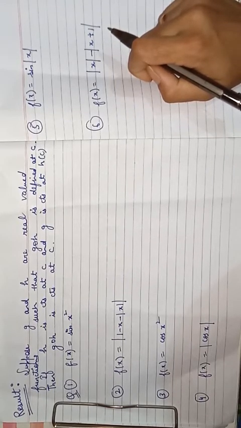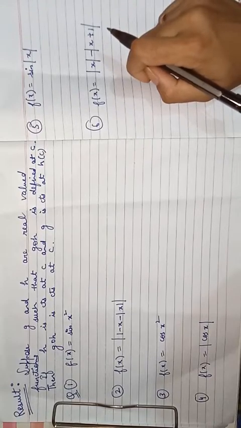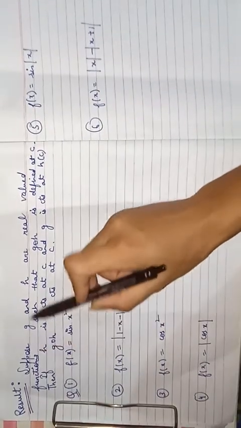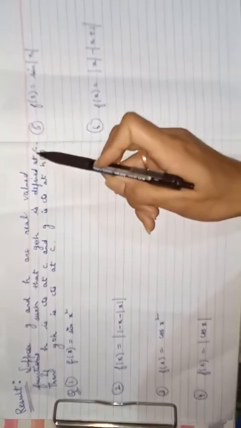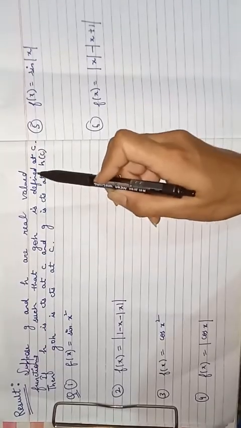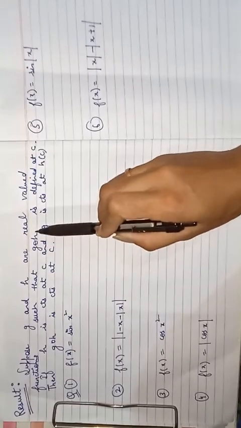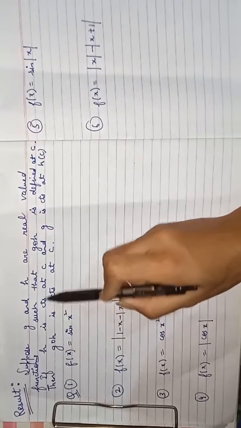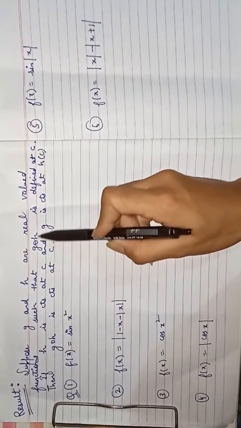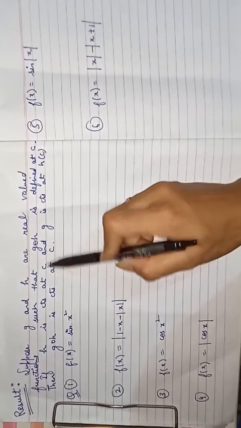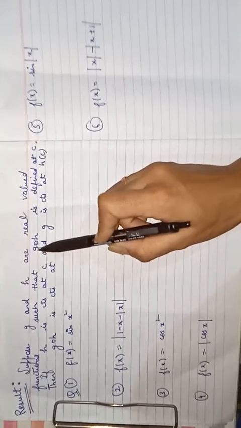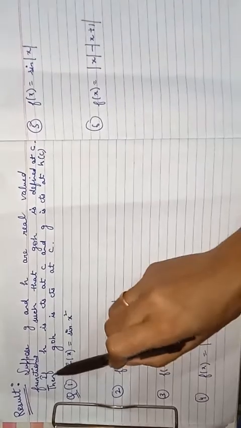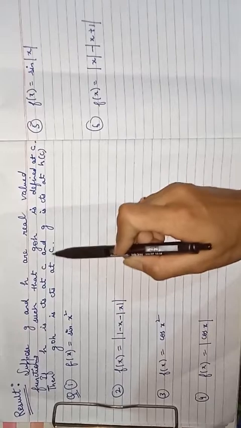Only then we can say that division of two continuous functions is continuous. Now we are starting with the next theorem, which is very important. This theorem says, suppose g and h are two real valued functions such that GOH is defined at C. This means GOH should exist at point C. If the function h is continuous at point C and g is continuous at h of C, then GOH is continuous at the point C.